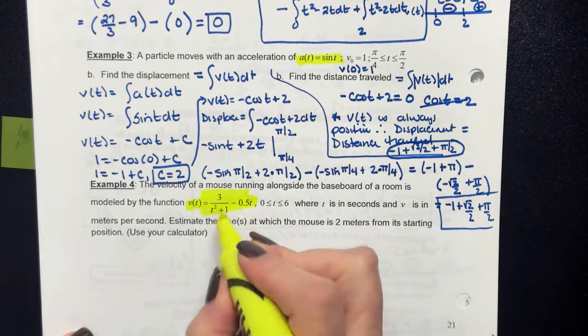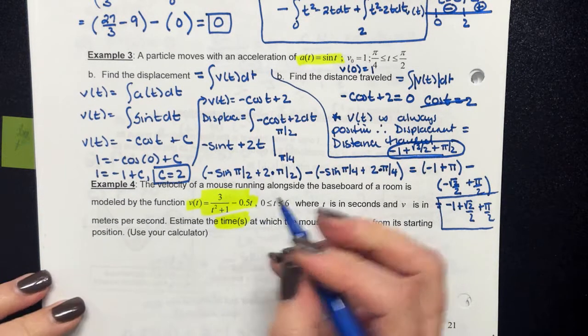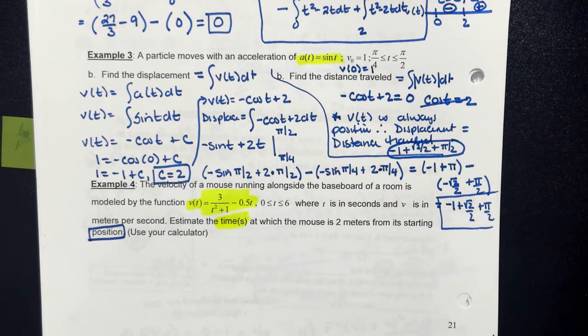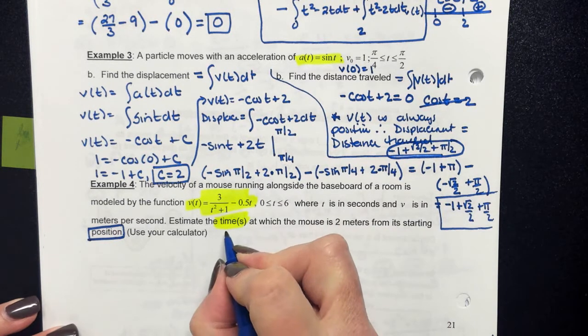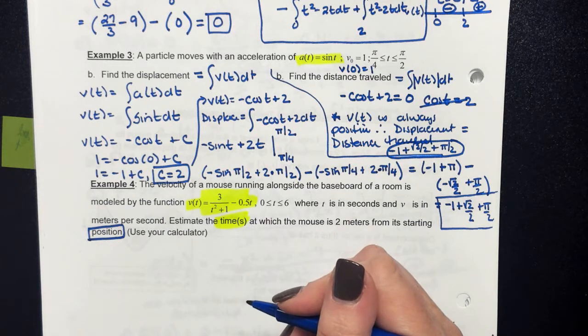Estimate the time at which the mouse is 2 meters from its starting position. Keyword: position. So first of all, when I want to solve for time, that's an indicator I'm going to have to solve for one of my bounds, because I want to know the distance from its starting position.